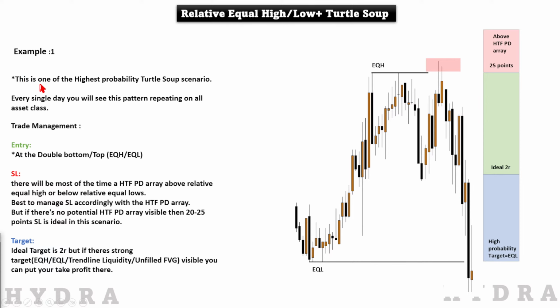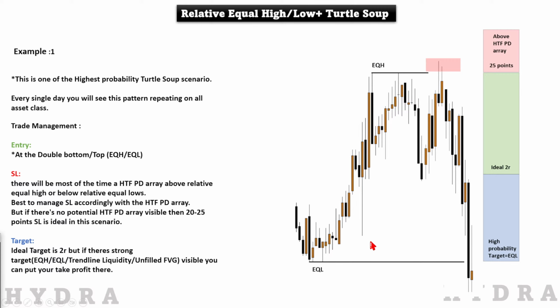So let's read it. This is one of the highest probability turtle soup scenarios. Every single day you will see this pattern repeating on all asset classes. Trade management, how do you trade it? So we spotted our relative equal high, right? Before we do that, we want to see price generating relative equal lows or trend line liquidity in sell side. We are not just taking entries blindly when price goes above here. We want to see price constantly generating relative equal lows and trend line liquidity near sell side liquidity.